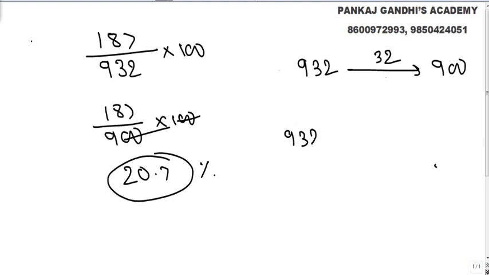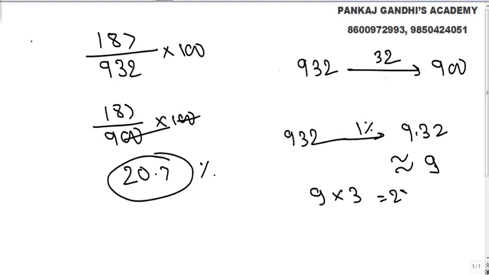Now 932's 1% is 9.32. We can say it's nearly 9. So now 9 threes are 27, 9 fours are 36. So if I have reduced by 32, I have reduced by nearly 3 to 4%, in between 3 to 4%.